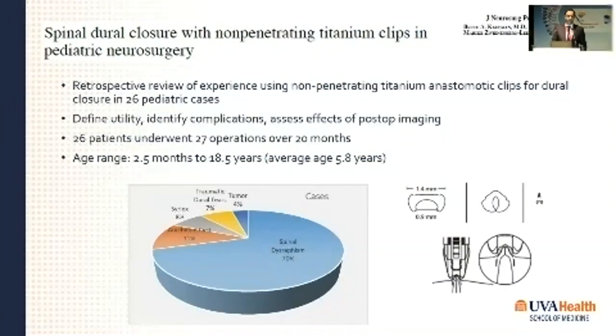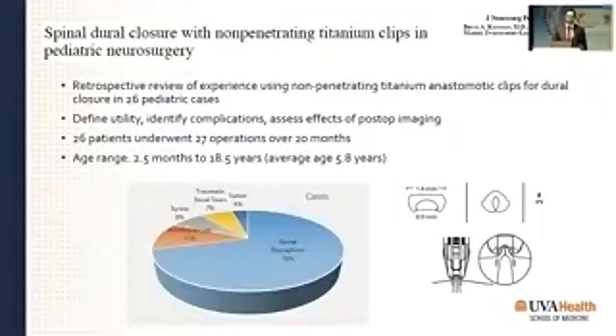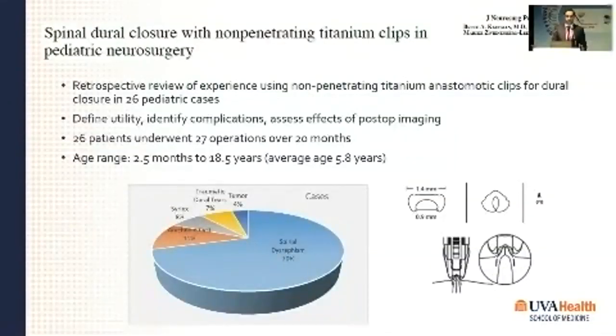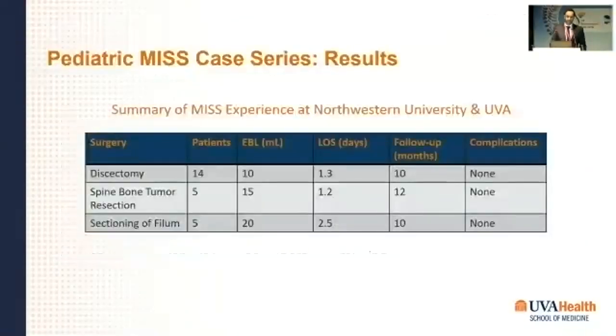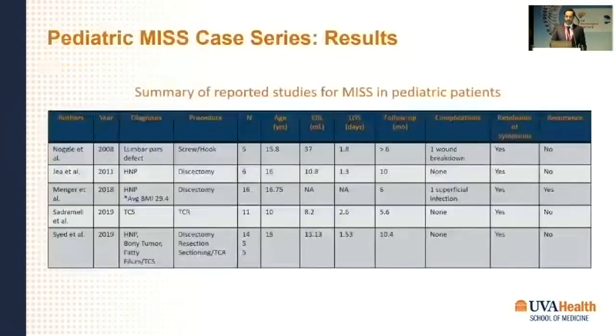26 patients who underwent 27 operations for spinal dysraphism, syrinxes, dural tears. Again, good results with no leaks. Postoperative images, if you need to follow for tumors or other cases, very little artifact. So this is just a summary of our cases. Again, 14 discectomies, 5 spine tumor resections, and 5 sectioning of the filum. EBL is very minimal, length of stay usually less than 2 days with no complications.